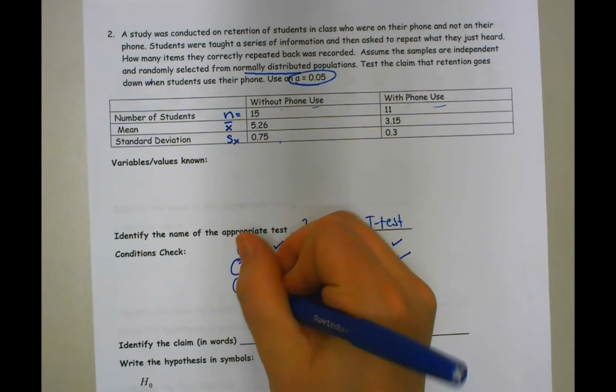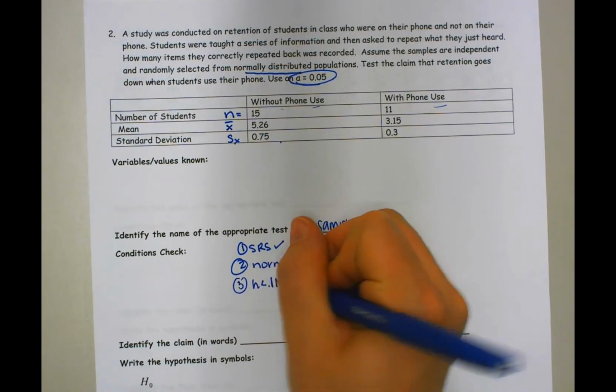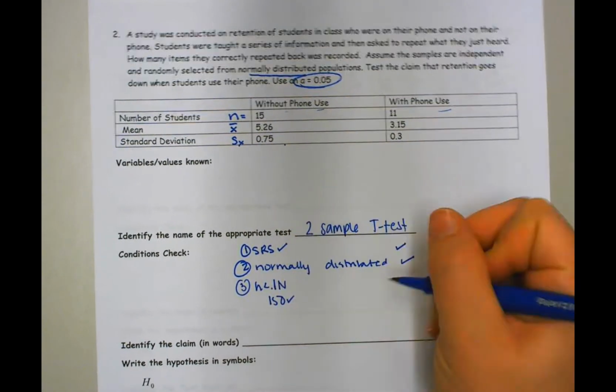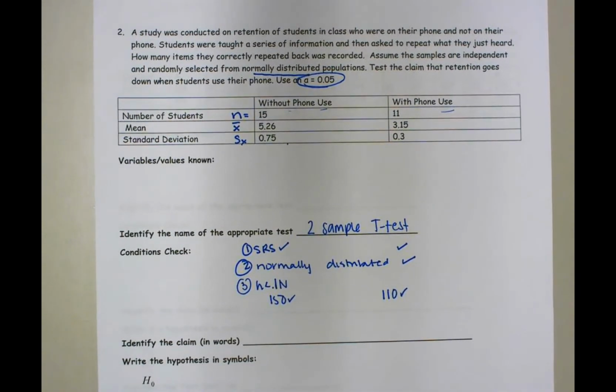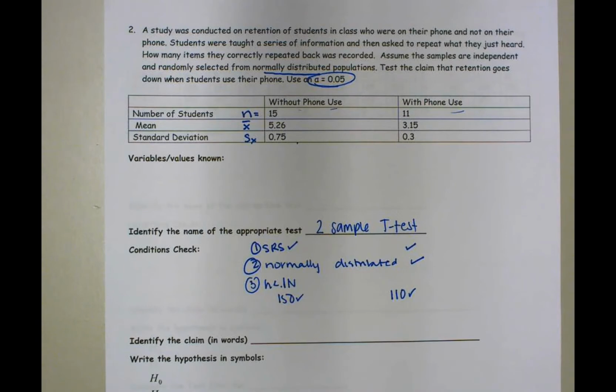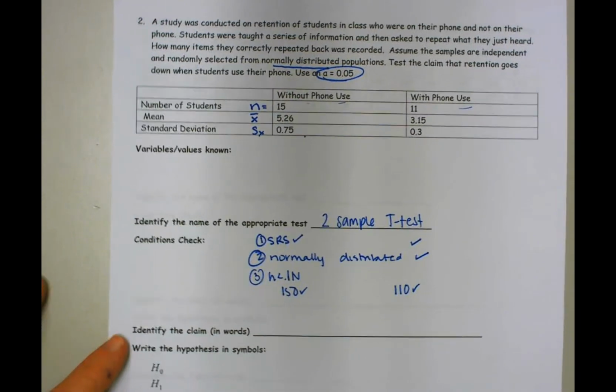And then if we compare those n values, I have 150 and 110. It's safe to assume there are more than 150 and 110 students who could be on their phone or not on their phone. So we feel good about running our tests based off of our conditions.